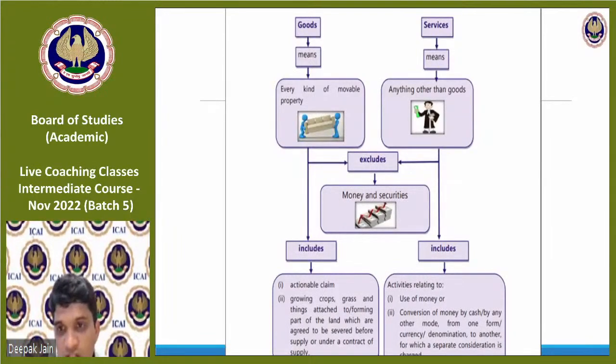Are shares and bonds excluded? Shares and bonds. The definition of security is so huge. It includes shares, securities, or bonds for which there is a value based on the underlying asset. Like when I buy a share, the share is based on the value of the asset, which is the value of the company, right? So that's why it is a security. So all securities are excluded. They are excluded from the definition of goods and services. What is actionable claim? We have given that example.